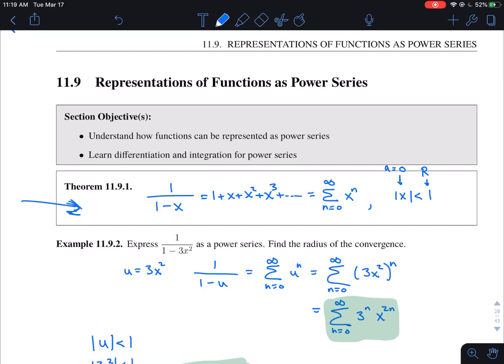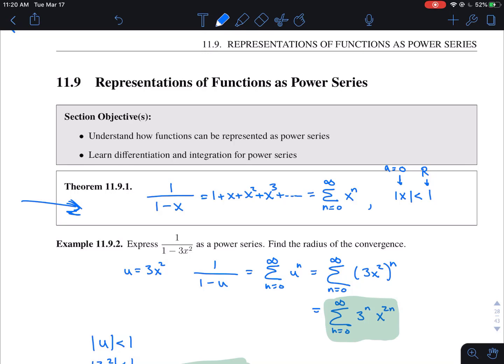And it's kind of surprising that sometimes you actually do get nice closed form functions. Last time though, in 11.8, we were just given a bunch of power series, and we were asked, when do they make sense? And when don't they make sense? AKA, when do they converge and when do they diverge?